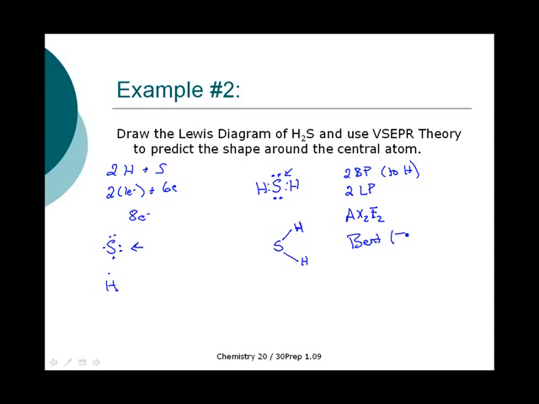So this is a bent molecule, and it's based on the tetrahedron, so we'll just put tetrahedral in brackets beside it, because there's another way you can get bent molecules as well.